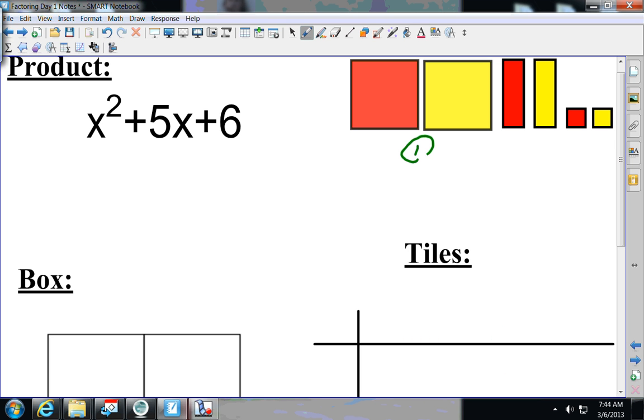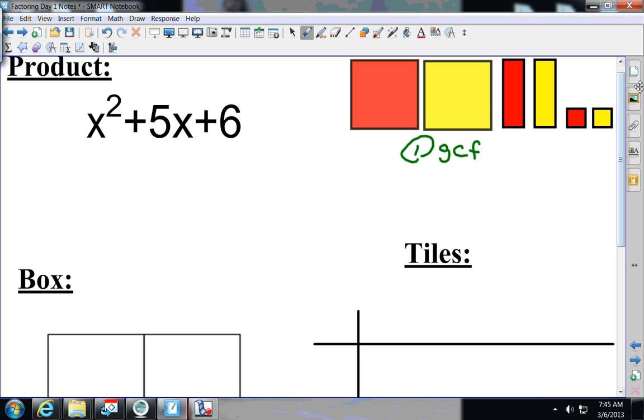Step 1 is to factor out the GCF. What number's in front of this x squared? If it's just an x squared, there is no GCF. Okay? So there's nothing for us to look at.